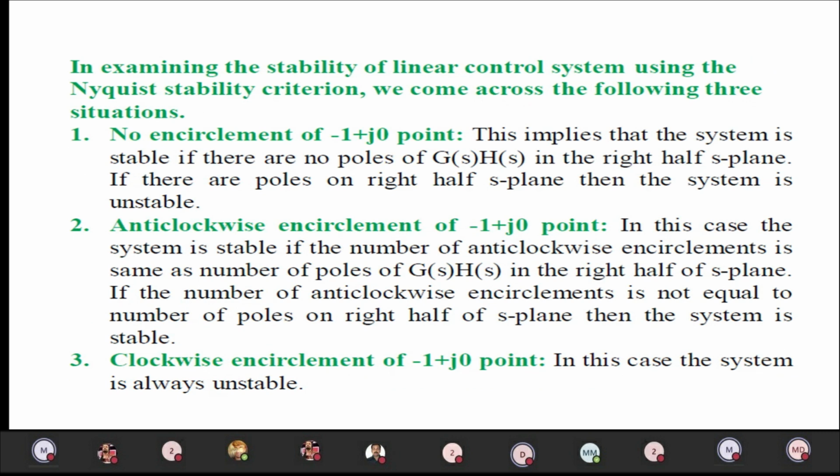So here you can see no encirclement of the -1 + j0 point and no poles at the right half of the s-plane, then the system is completely stable. If there is a pole at the right half of the s-plane, then the system is unstable. Similarly with anti-clockwise encirclement. Whatever the clockwise encirclement is, then the system is said to be unstable. So like that we can say.